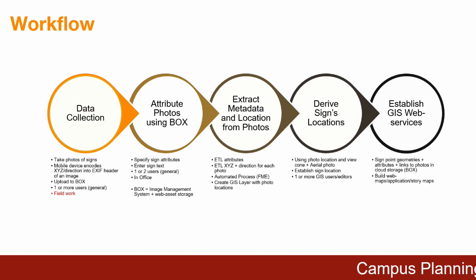So this is basically the workflow: the data collection, taking the photos, putting the attributes in using Box, and then now that you have that database, you can extract that metadata and location of the photos using FME, and then derive the sign locations, like I said, from all those different features, put a spot on the map, and then establish your GIS web services.